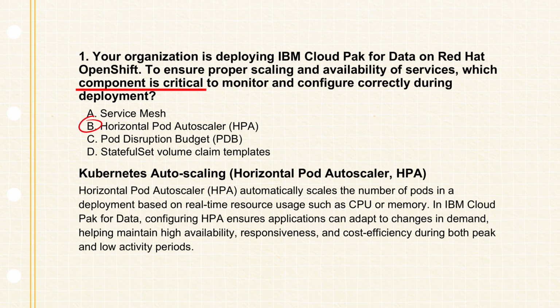HPA, why that one? Well, its whole job is to automatically scale the number of application instances, pods in Kubernetes terms, up or down. Based on? Usually CPU usage or maybe other metrics you define. So if things get busy, HPA adds more pods. If it quiets down, it removes some. Okay, so it automatically adjusts resources to match the demand, keeping things smooth.